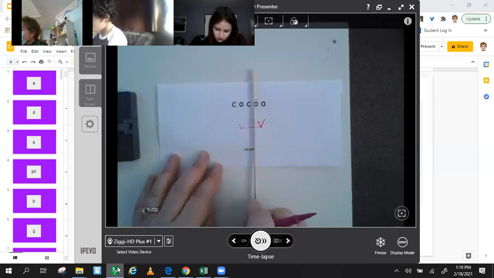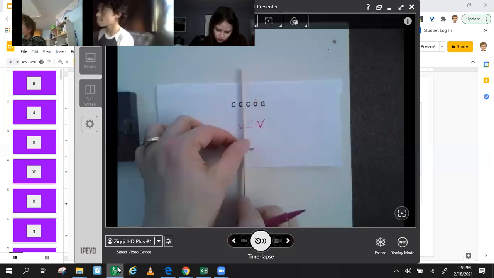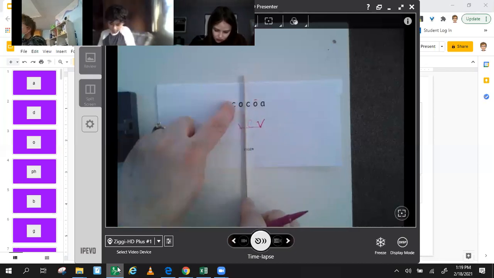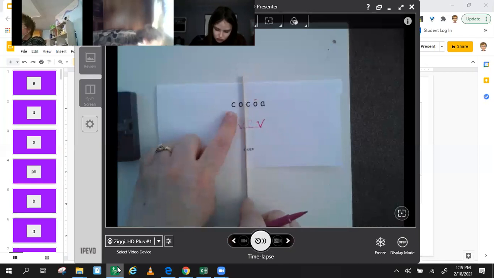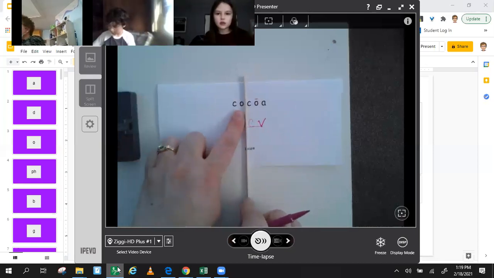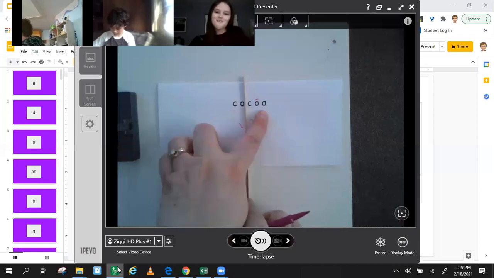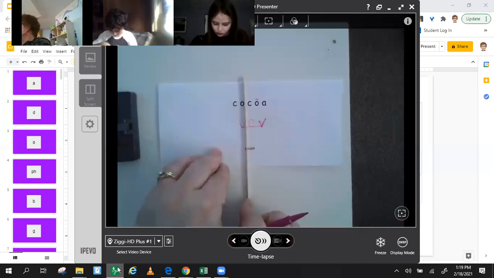Right here? Right here. Okay, so let's try it out. If we do that, then that O becomes a long O, right? That becomes an open syllable. So let's try that. O, co. O. That's a vowel team, right? So O, co. If we put it together, it goes cocoa.